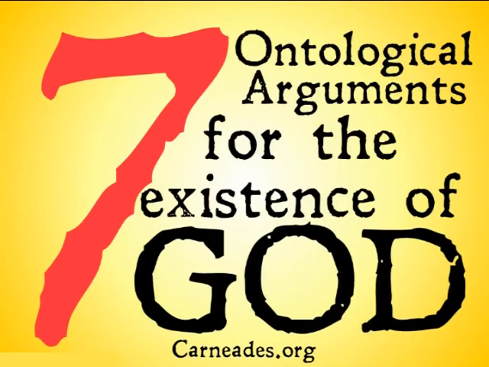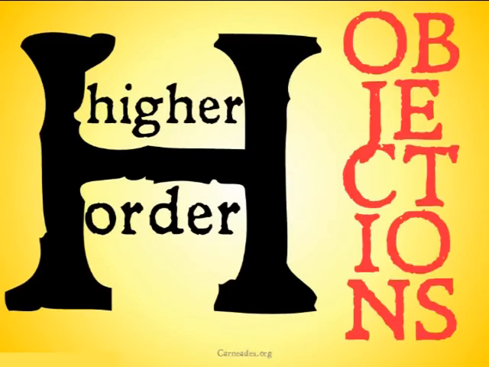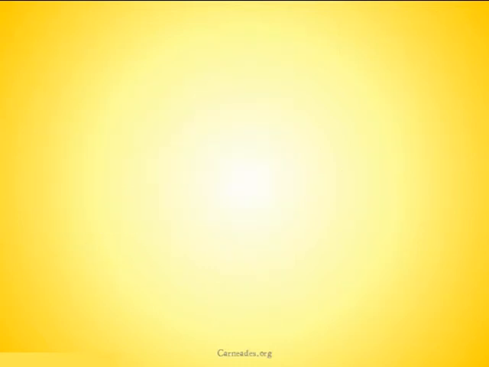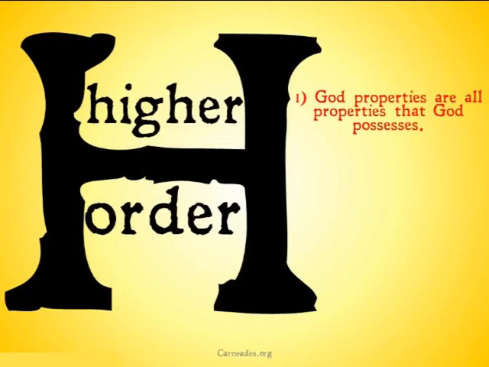Today we're going to be continuing with our series on ontological arguments for the existence of God. We're looking at objections to the seventh ontological argument we've offered here, the Higher Order Ontological Argument. If you haven't watched my previous video on the Higher Order Argument in general, you might want to check that out now. What we're going to do in this video is run through the premises of the argument and give some reasons you might want to object to these premises.